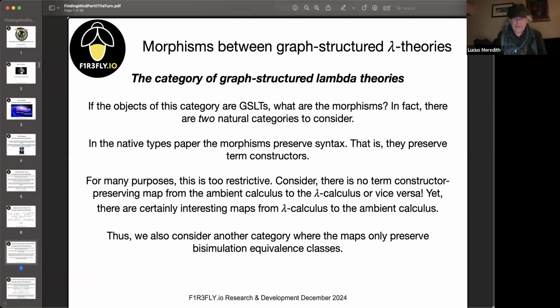Yet there are interesting maps, say from the lambda calculus to the ambient calculus. So that would be an ambient interpretation, or an interpreter in a virtual machine for the ambient calculus, of the pi calculus programs, right? That would be a morphism that we might want to construct. And then the question is, what does that preserve? What should such morphisms preserve if they don't preserve syntax? And the proposal is that they preserve bisimulation equivalence classes.